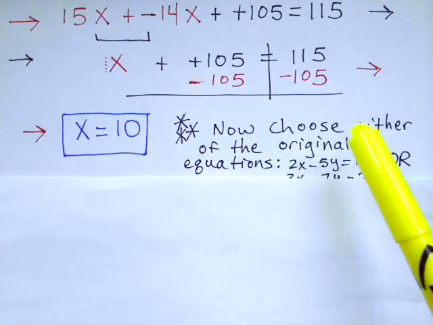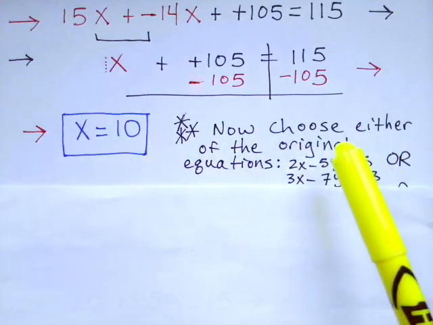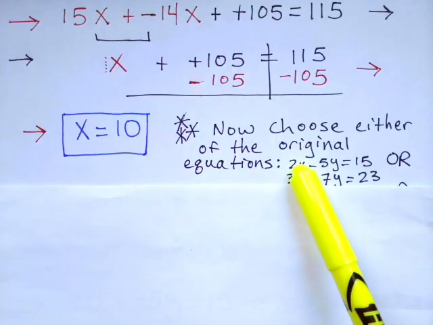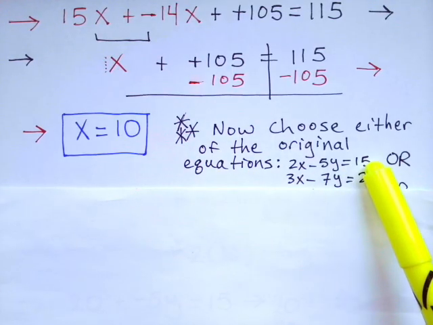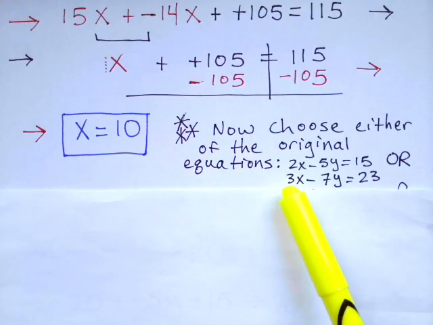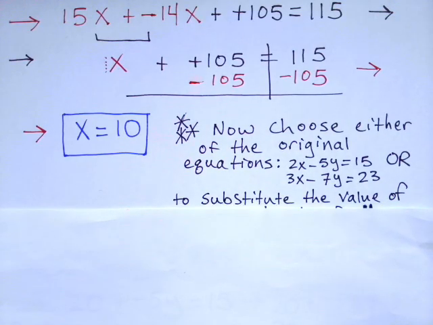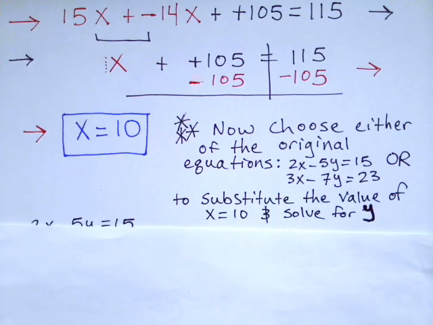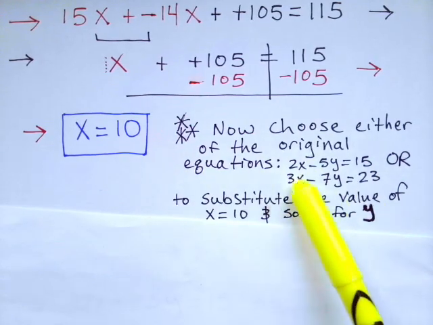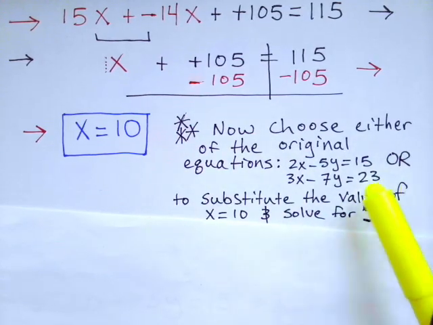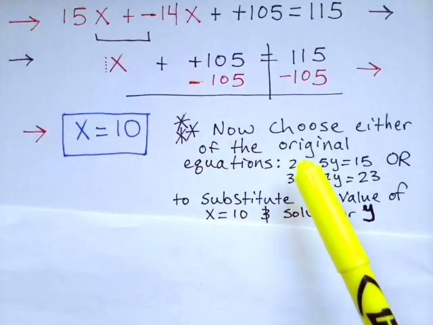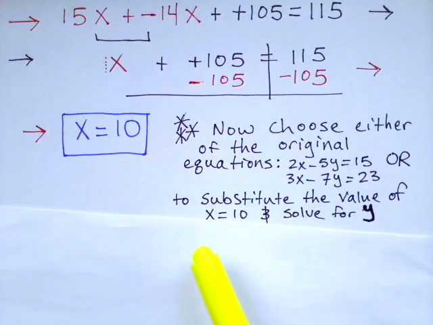And so now you're going to choose either of the original equations. You're going to choose 2x minus 5y equals 15, or you're going to choose 3x minus 7y equals 23. Once you choose either of these equations that we started with, these are the original equations we started with, you're going to substitute 10 for x and then solve for y.